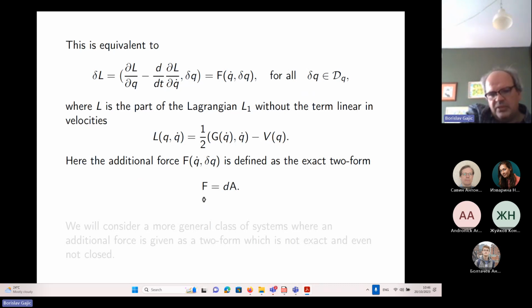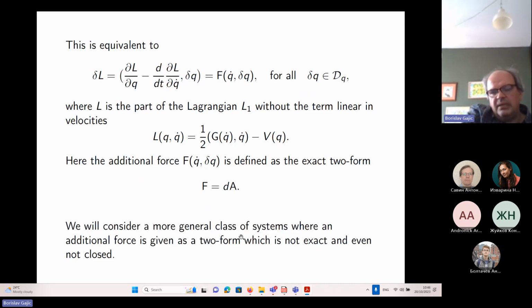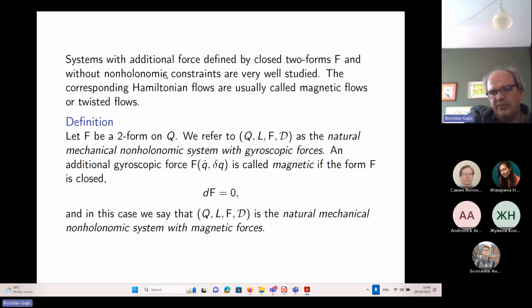But our idea is to consider a more general case where the additional force is given by a two-form, which is not closed, not even exact. We will call this QLFD a natural mechanical non-holonomic system with gyroscopic forces, and here L is the given Lagrangian, standard because it is a natural mechanical system, so the Lagrangian is kinetic minus potential energy.